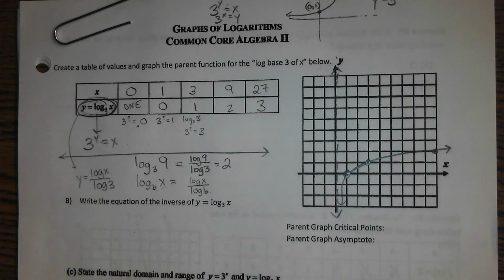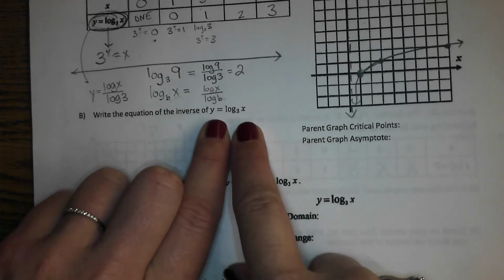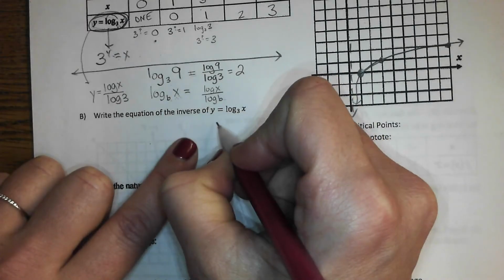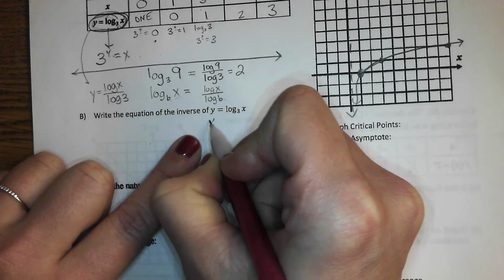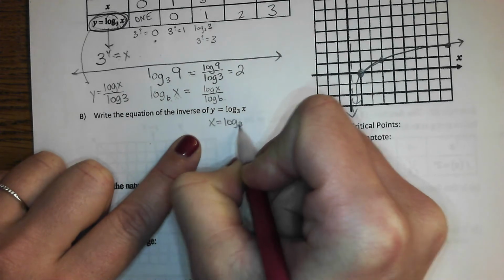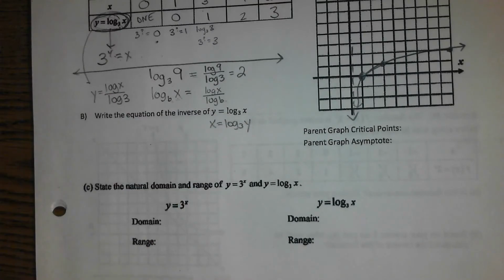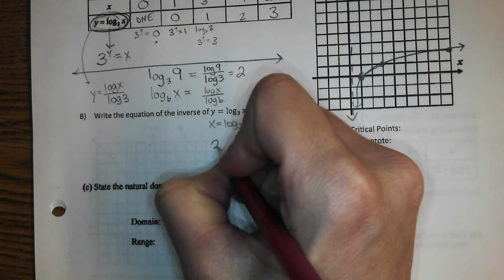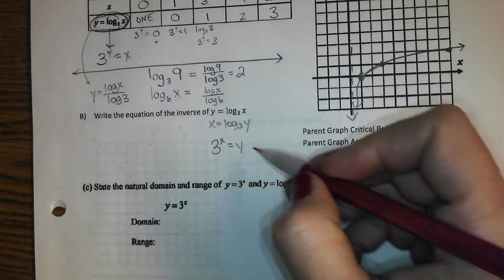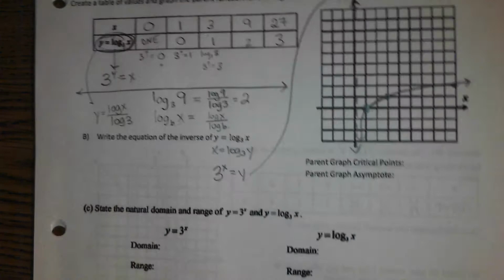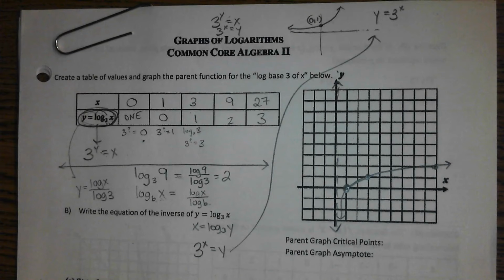All right. So that's that. The inverse of this equation is to switch the x's and the y's. Done. And then let's just translate it. So 3 to the x equals y. That's kind of what we did to start. Just highlighting again that the exponential is the inverse of the log.